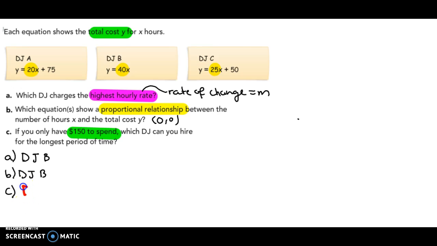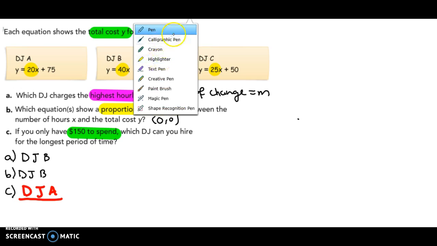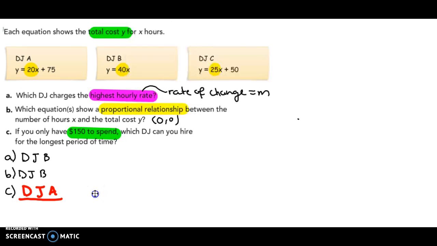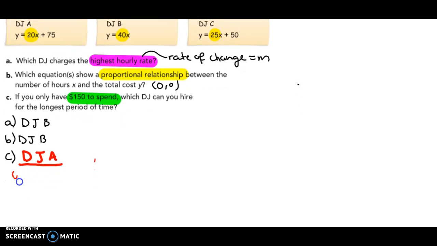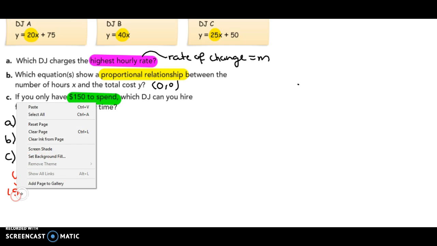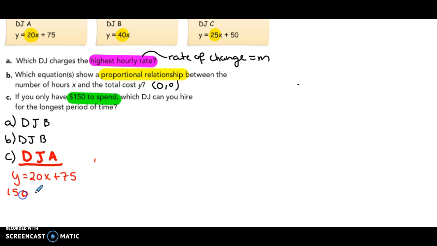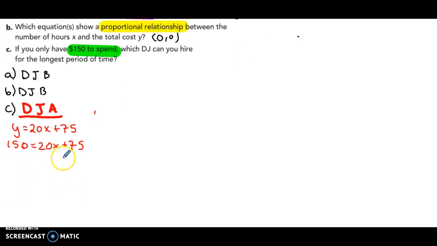We'll do DJ A in red, which means first, let's figure out, using our equation, y equals 20x plus 75. We're going to take 150 and plug it in for y. So we have 150 equals 20x plus 75. Now we do some math here. Subtract 75 on both sides.